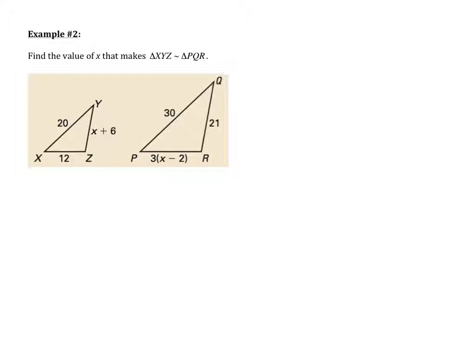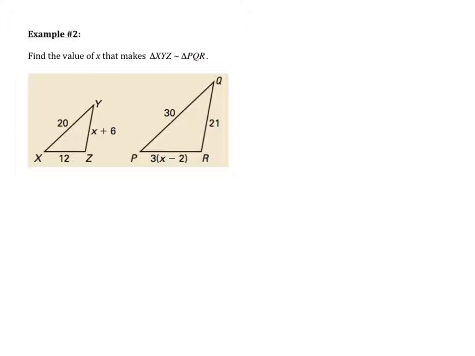And now let's look at example number 2. Find the value of x that makes triangle XYZ similar to triangle PQR. So again, we need to find an x value that would make all of these sides have the same ratio so that we could prove that the two triangles are similar using side, side, side similarity. So we're going to set up a proportion.